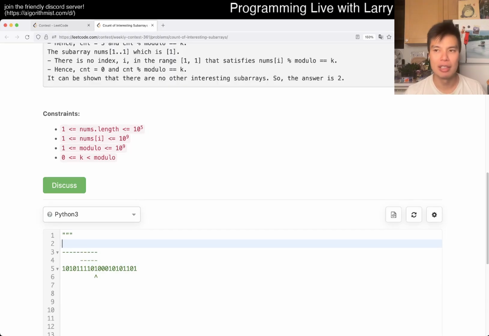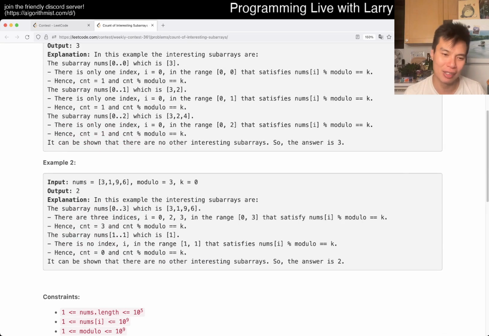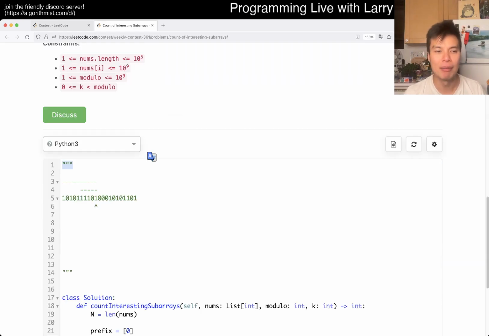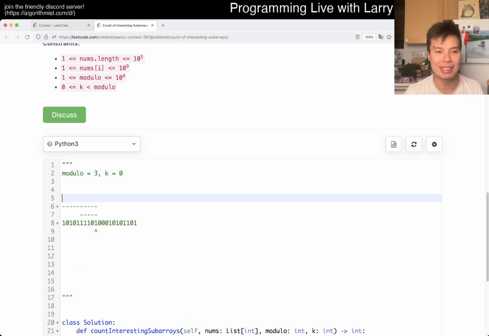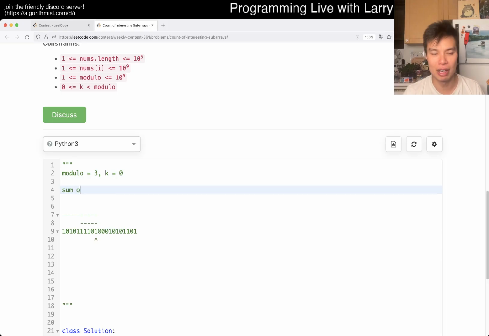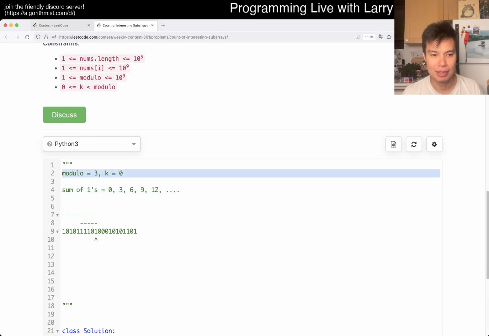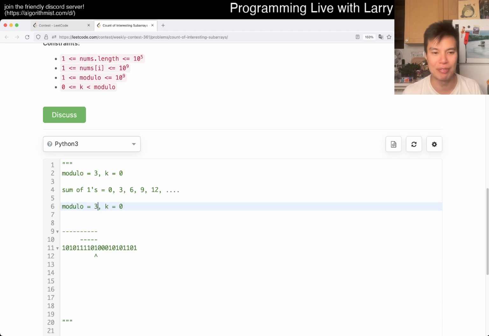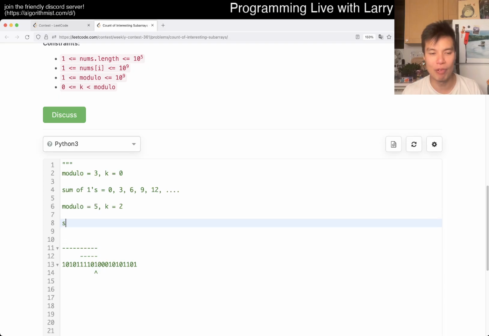So for example, this is a bad example, but we'll start with this one first because it's a little bit easier. For modulo equal to 3 and k equal to 0, you're basically saying you want the sum of 1s to be equal to 3, or 6, or 9, or I guess 0 technically, 12, dot dot dot. And you see a pattern there. Maybe I'm just going to play around with a different number. Let's say 5 and k is equal to 2. Then you want the sum of 1s to be equal to 2, 7, 12, 17, dot dot dot. So you kind of get the pattern here, right?